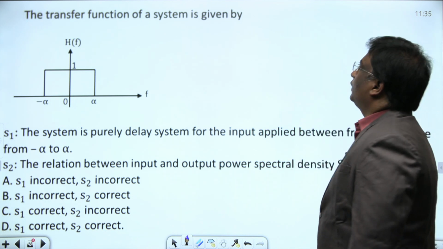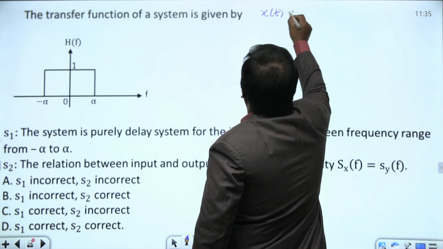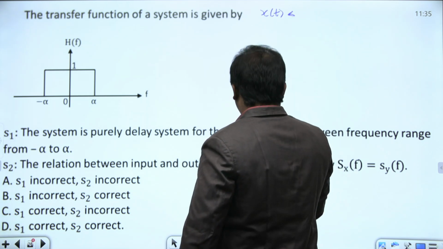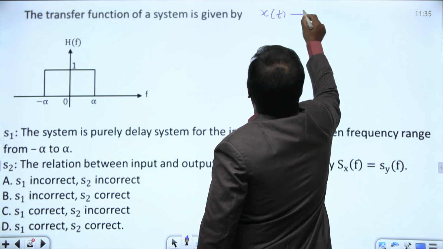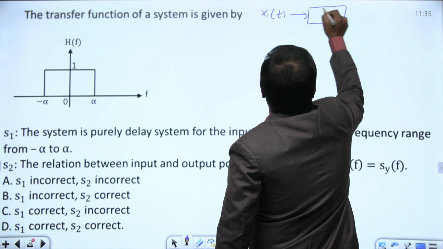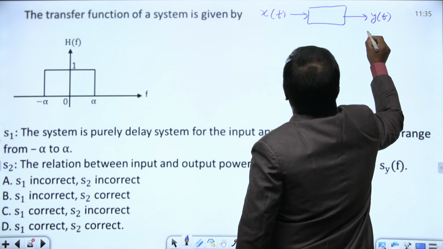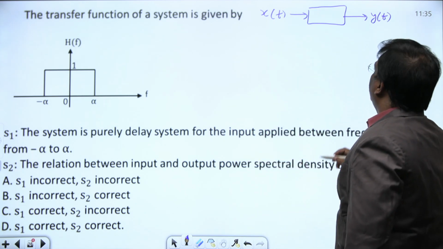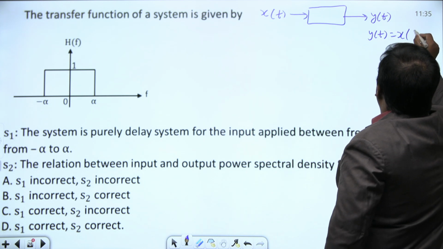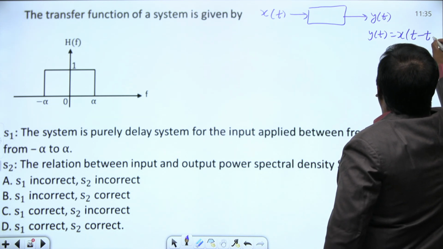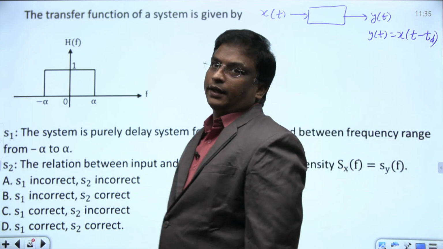We know one thing. Suppose some system is there, and x of t is the input. If I apply it to the system, I get the output y of t. Then the system is said to be a delay system when y of t equals x of t minus some delay td, or t naught, whatever it may be. So y of t equals x of t minus some delay td.